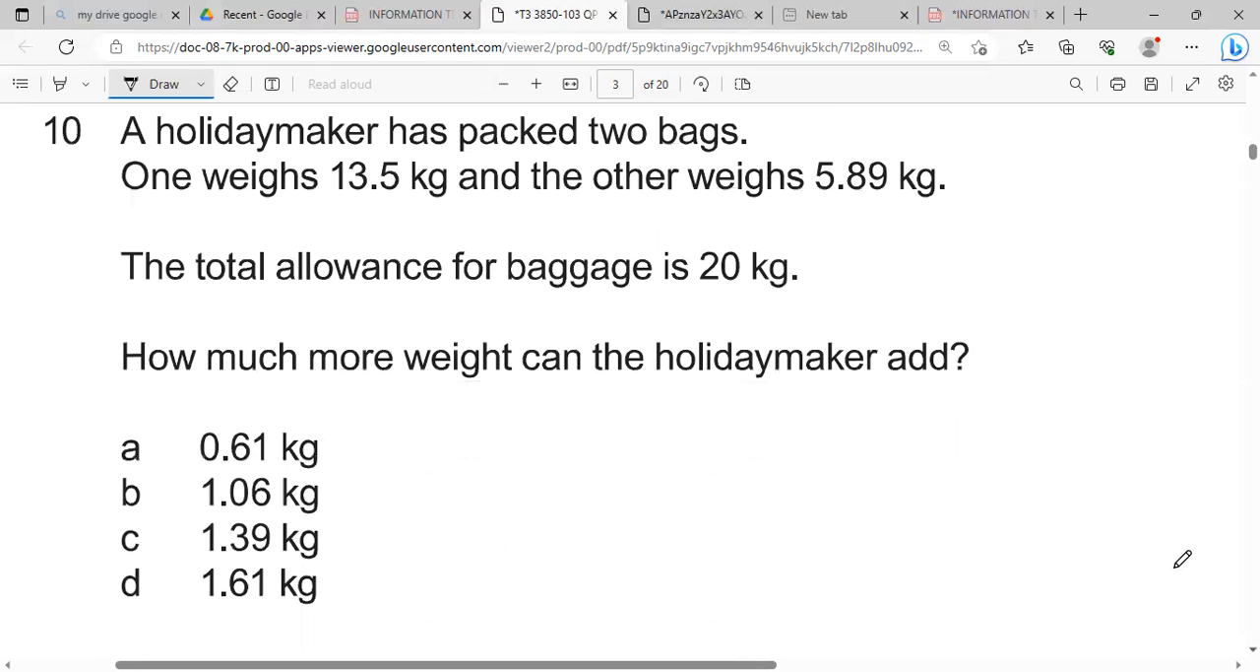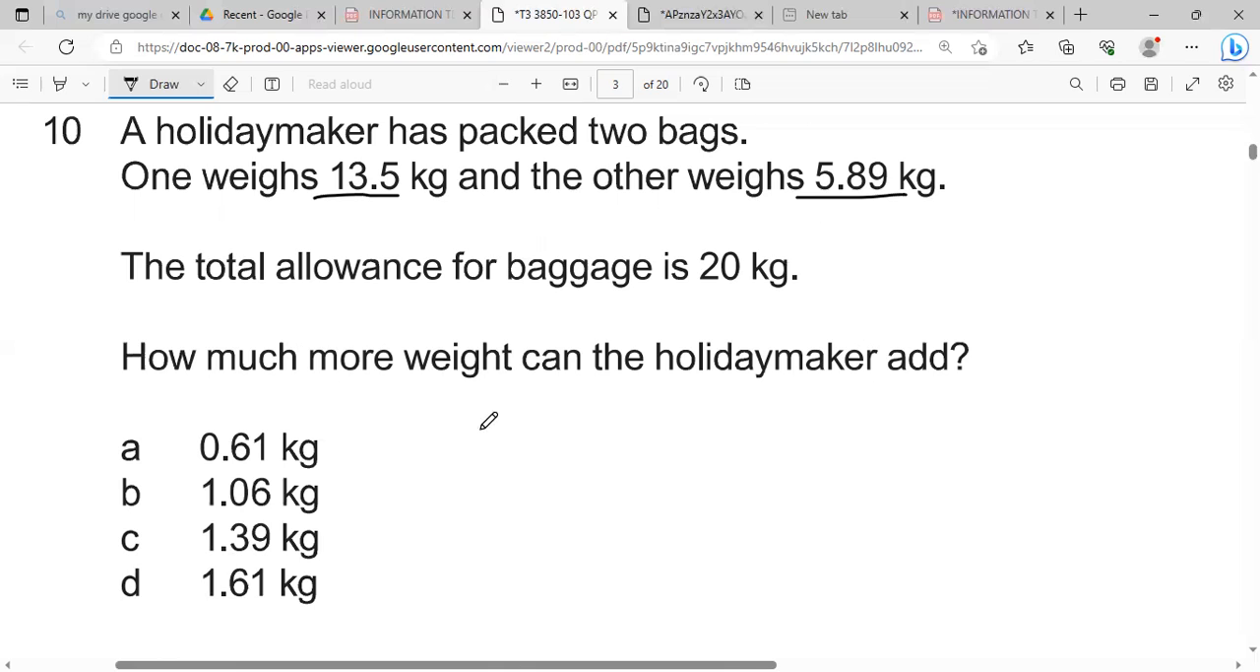We just work, alright? Alright, so a holiday maker has packed 2 bags. One weighs 13.5 kilogram and the other weighs 5.8 kilogram. The total allowance for baggage is 20 kilogram. How much more weight can the holiday maker add? So basically, they give us the 2 weights. So what we're gonna do is add both of them.